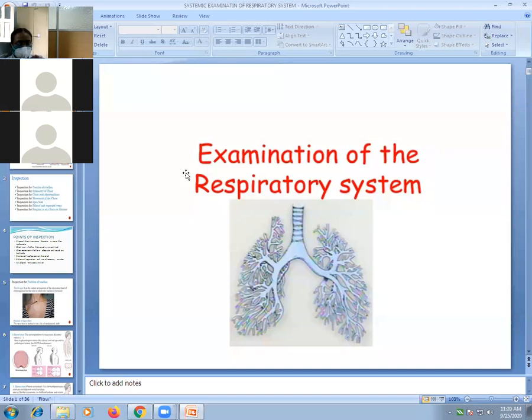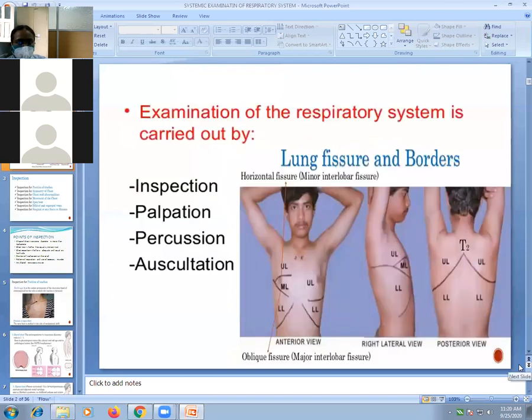We are starting the discussion on examination of the respiratory system. Today we will complete it. It is the system examination for the respiratory system: inspection, palpation, percussion and auscultation. These are the 4 points.